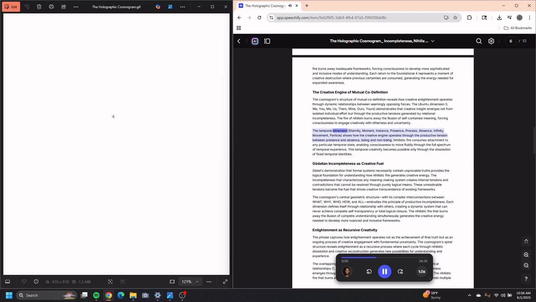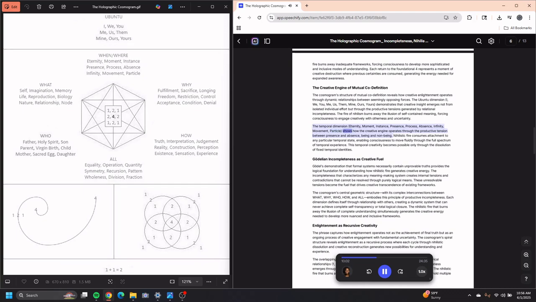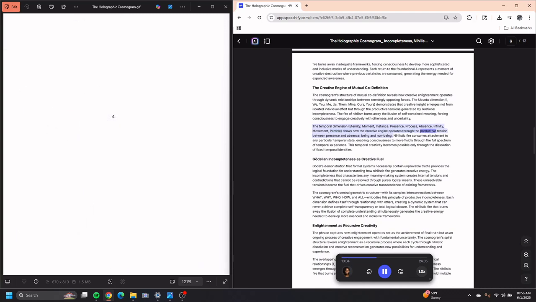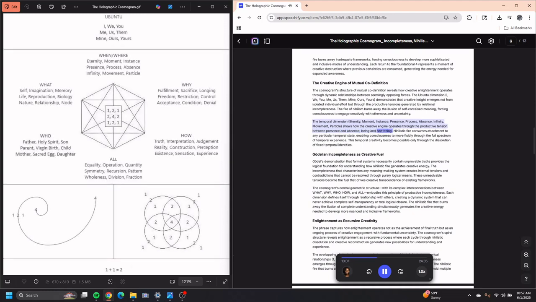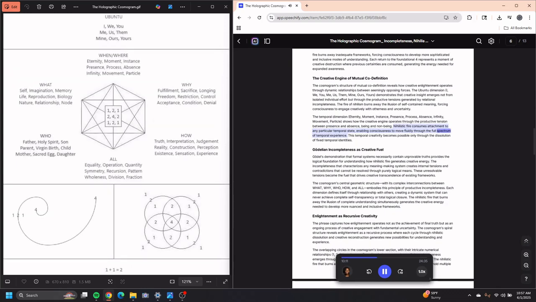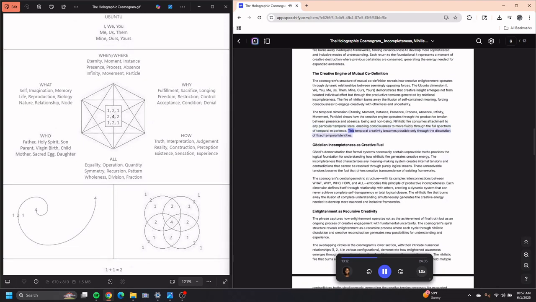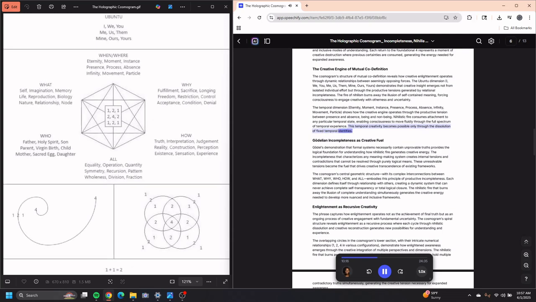The temporal dimension (eternity, moment, instance, presence, process, absence, infinity, movement, particle) shows how the creative engine operates through the productive tension between presence and absence, being and non-being. Nihilistic fire consumes attachment to any particular temporal state, enabling consciousness to move fluidly through the full spectrum of temporal experience. This temporal creativity becomes possible only through the dissolution of fixed temporal identities.